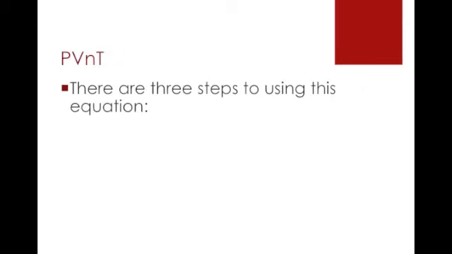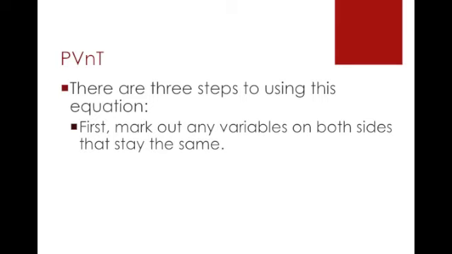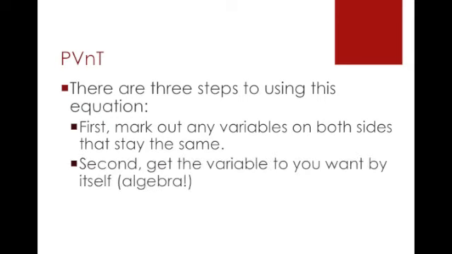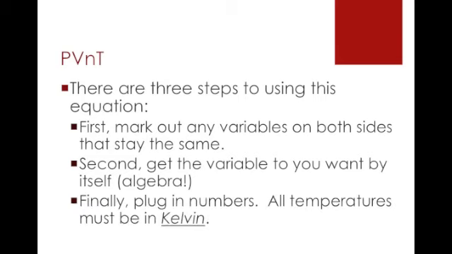There are 3 steps that we have to keep in mind, okay? First, you're going to mark out any variables on both sides of the equation that stay the same. So for instance, if it tells you that the temperature doesn't change, then you mark out temperature. We're not going to mess with temperature in that problem because it stays the same. Second, we're going to use some algebra here to get the variable that we want by itself. Before we plug in numbers, we're going to get the variable by itself. It's actually going to save us a little bit of work in the long run, so trust me, you'll want to do that. Now, as you plug in numbers, it's going to be very important.